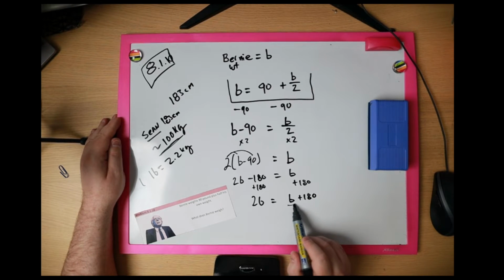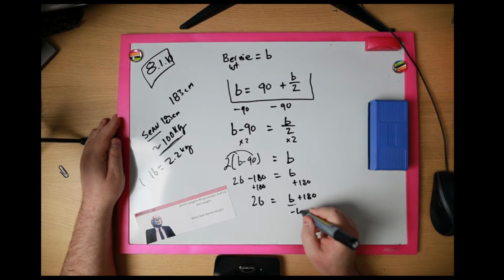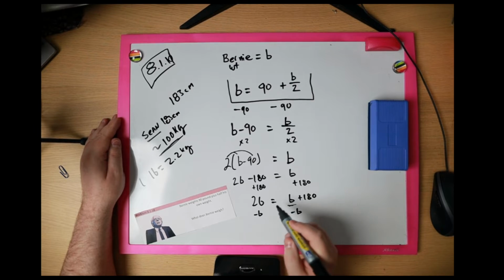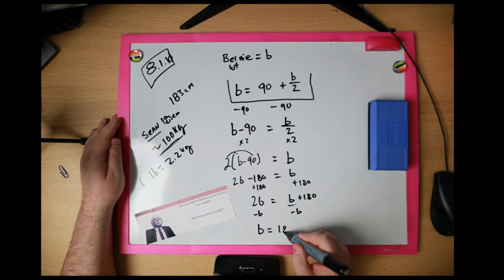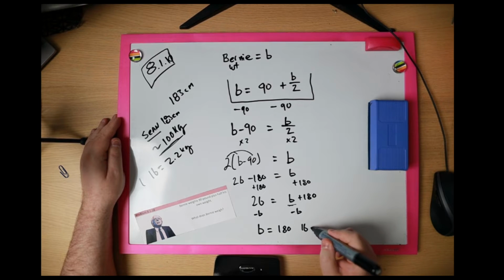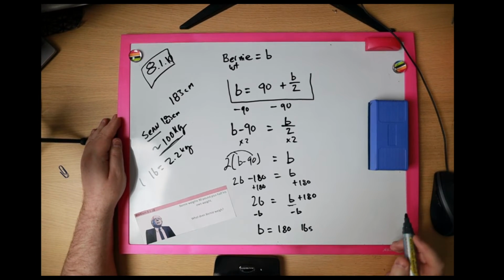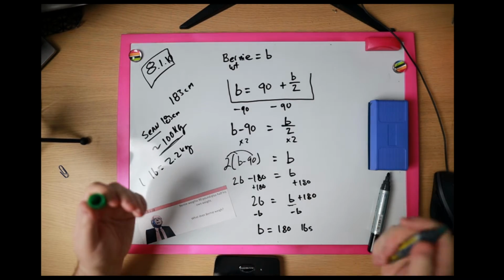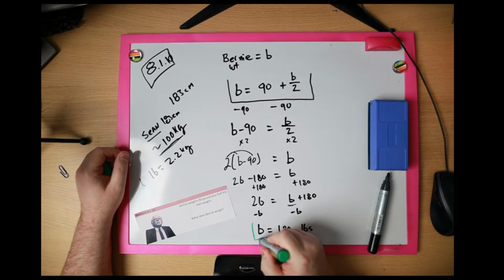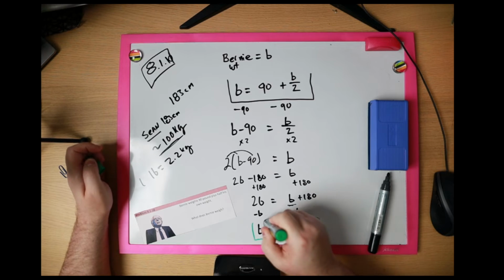Now we've got this pesky b over here. So what we can do is subtract b from both sides of the equation, which is totally fine, which will leave us with just b is equal to 180 pounds. Now, we need to do a couple things now that we've appeared to have solved this problem. We need to ask ourselves, is this answer reasonable?